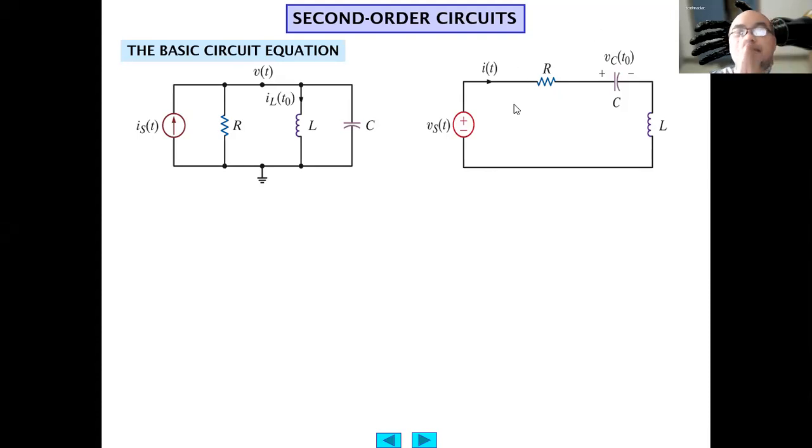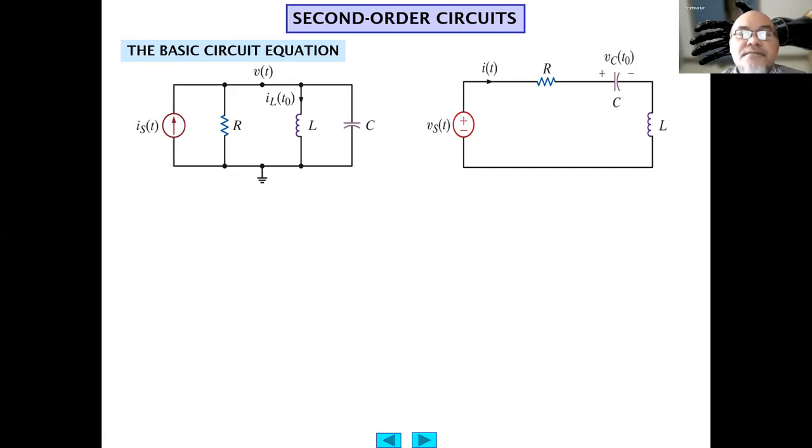So second order circuits are when we have a circuit which has two types of energy storage elements. For example, here the inductance and the capacitance, and of course the other passive element, the resistor, the conventional resistor. So let's observe these two examples of circuit.